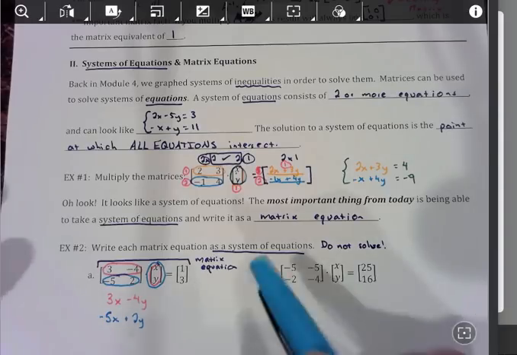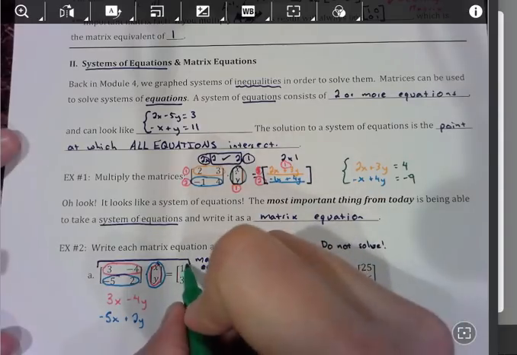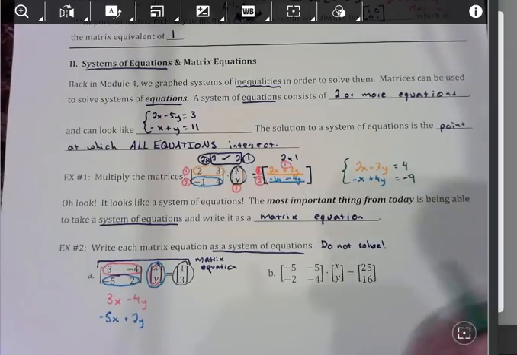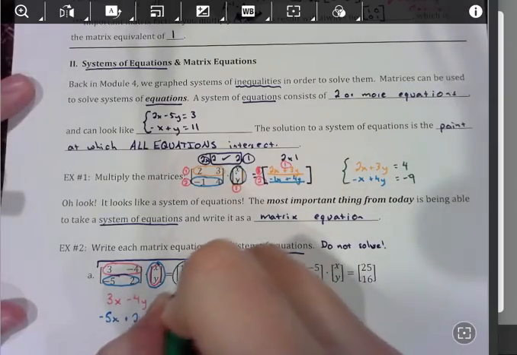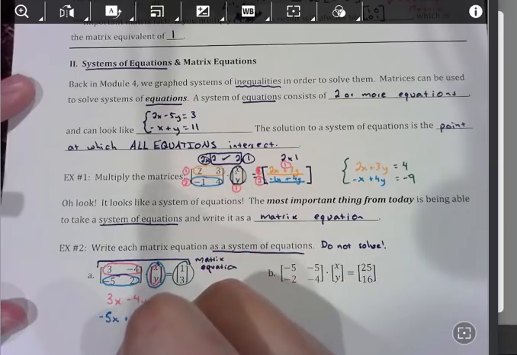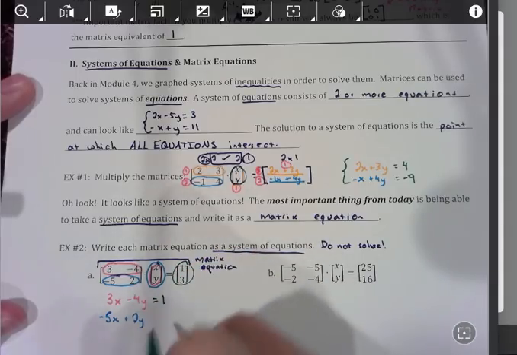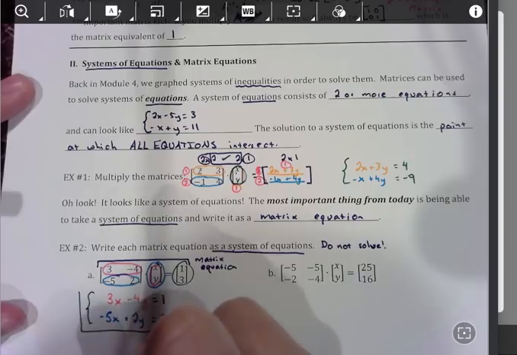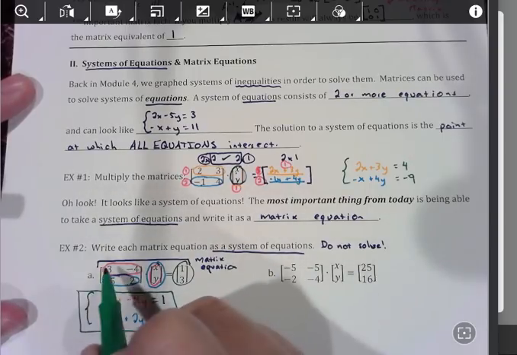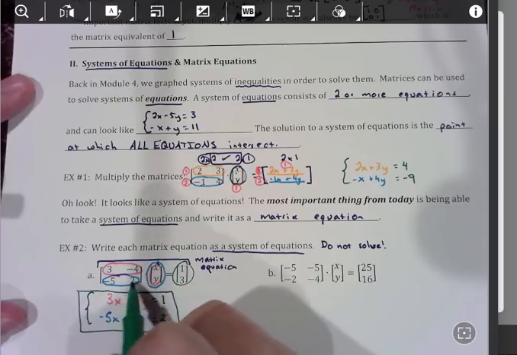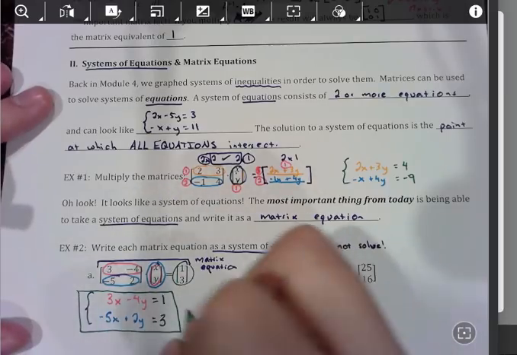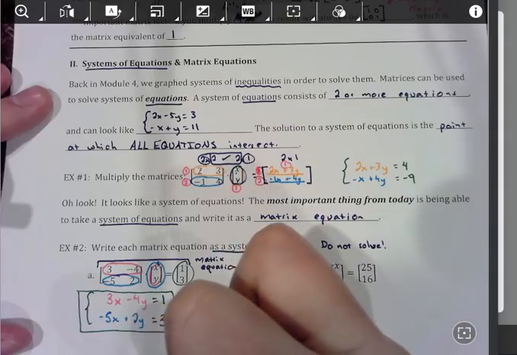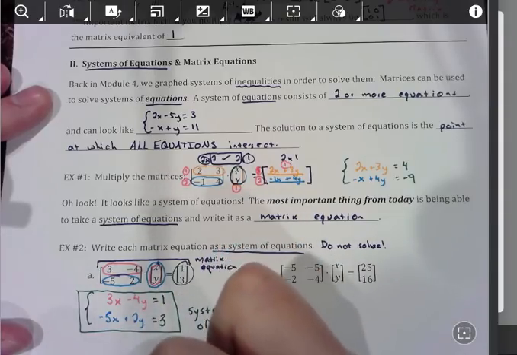So the thing is, where do those come into play? It's exactly what you may think. That top row in that one is what that first equation equals. That bottom row is what the second equation equals. So this is our system of equations, right? 3x minus 4y equals 1. Negative 5x plus 2y equals 3. This is our system of equations.